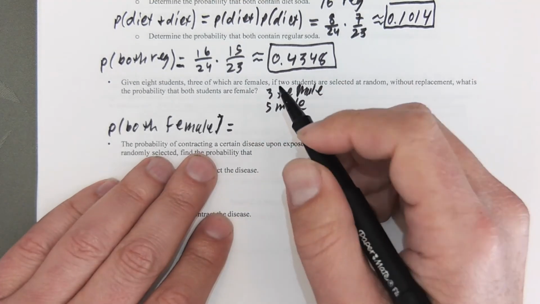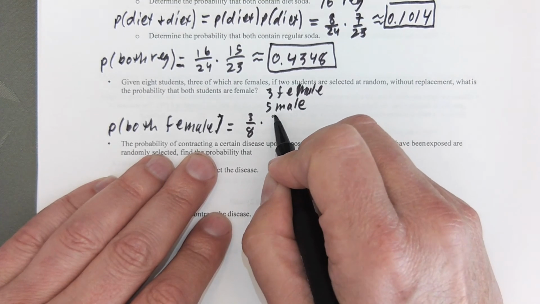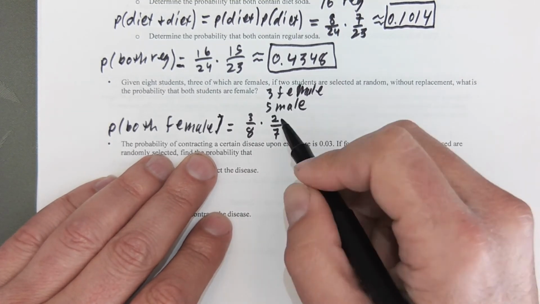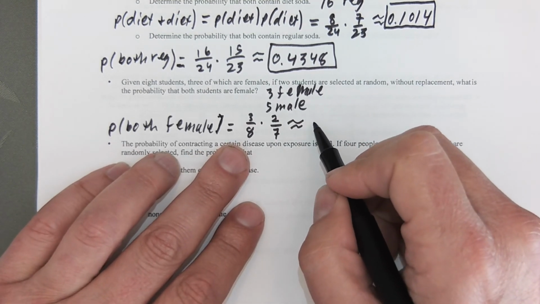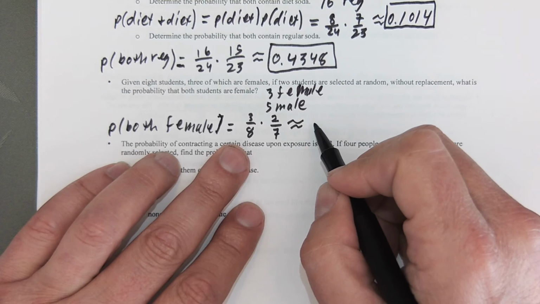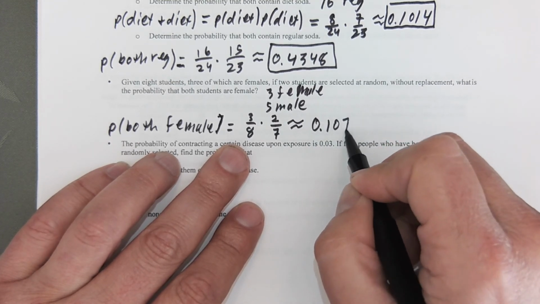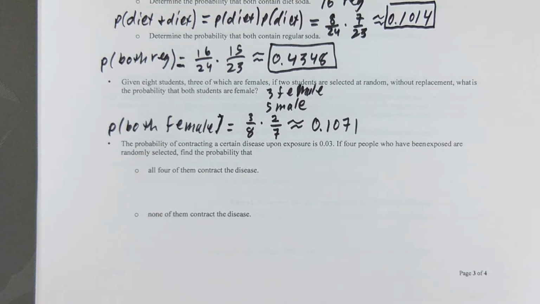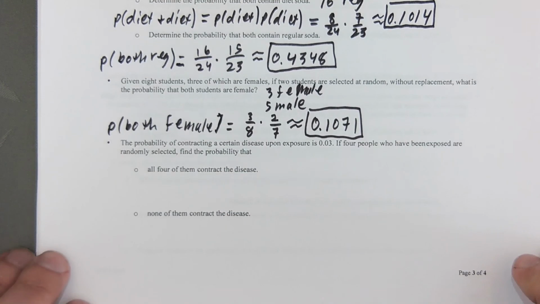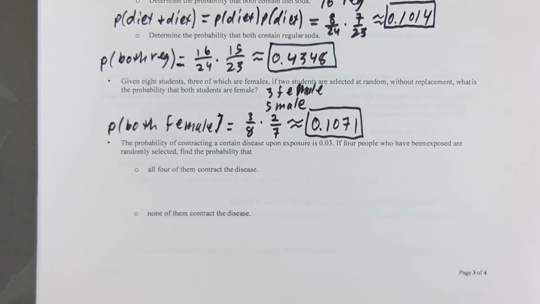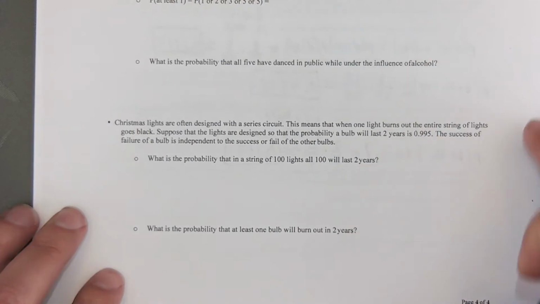Well, how many females are there? There's only 3 out of the 8. And she's not replaced back into there, so that makes it 2 out of 7. Once again, make sure you use your parentheses when you're dividing these out. It would be really easy to mix something up. And that's going to be 0.1071. Now, I'm expecting you to use your calculator for every single one of these to verify all of these numbers. And I'm going to leave that last one there and move on to this next part.